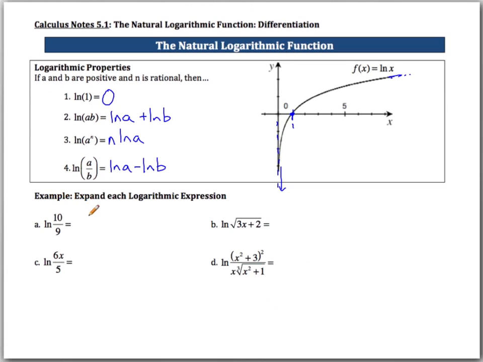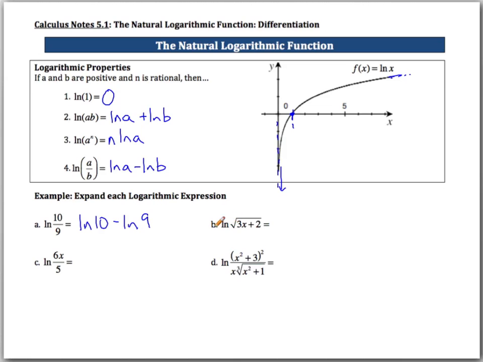So in these first examples, we just want to expand each logarithmic expression. So here, natural log of 10 over 9, well, it looks exactly like number 4, so this is going to be the natural log of 10 minus the natural log of 9. So this would be fully expanded.